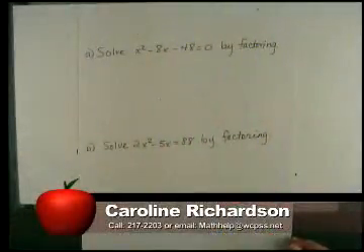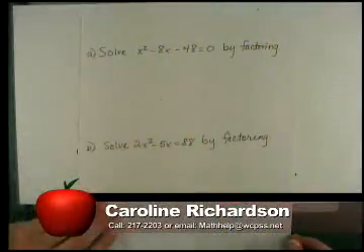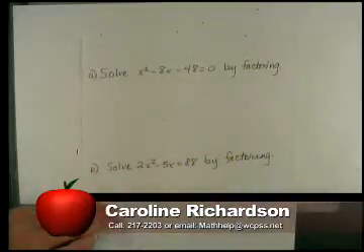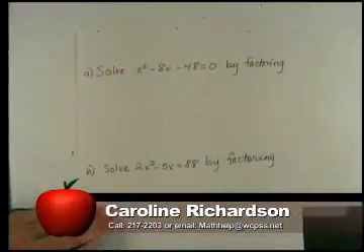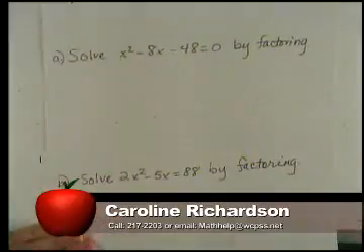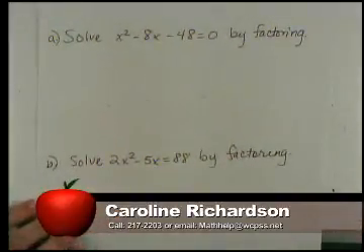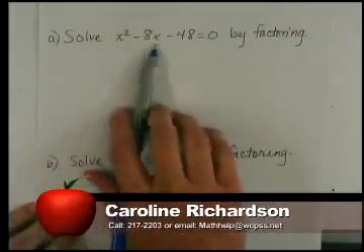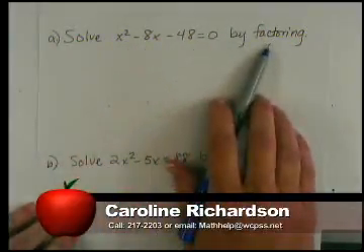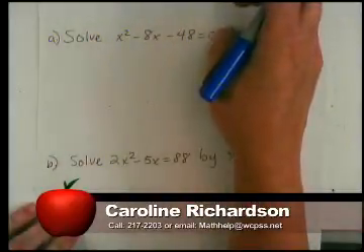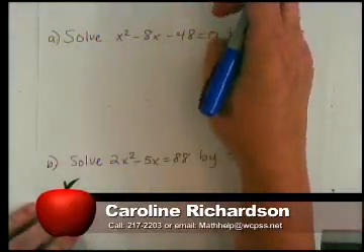First one says, solve x squared minus 8x minus 48 equals 0. Let me zoom in just a little bit so you guys can see that. Okay. So solve x squared minus 8x minus 48 equals 0 by factoring, okay? Don't get worried about this equals 0. You don't want to lose it, but you don't have to worry about it until the very end.